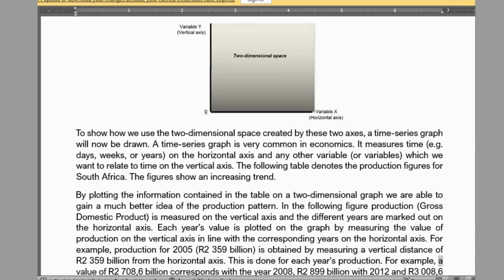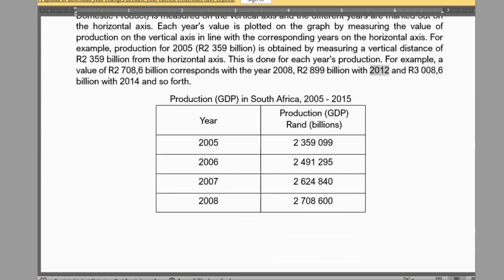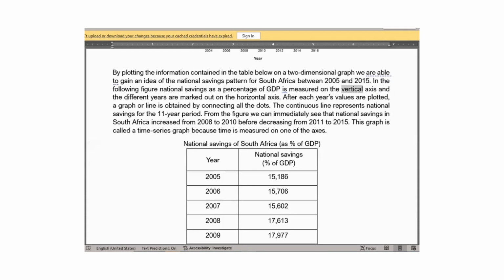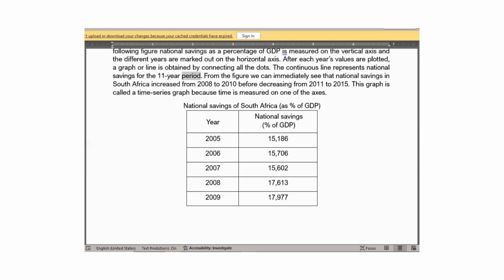For example, a value of R27086 billion corresponds with the year 2008, R2899 billion with 2012 and R3008.6 billion with 2014. And so, by plotting the information contained in the table below on a two-dimensional graph, we are able to gain an idea of the national savings pattern for South Africa between 2005 and 2015. In the following figure, national savings as a percentage of GDP is measured on the vertical axis and the different years are marked out on the horizontal axis. After each year's values are plotted, a graph or line is obtained by connecting all the dots. The continuous line represents national savings for the 11-year period.